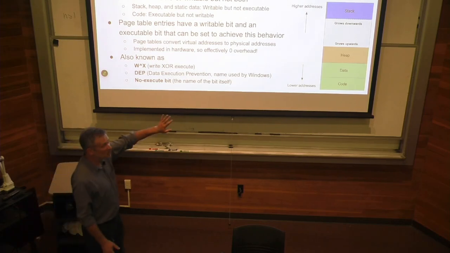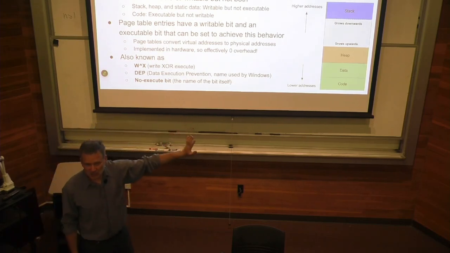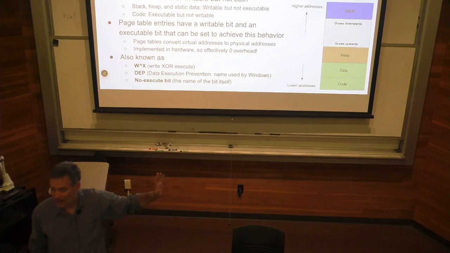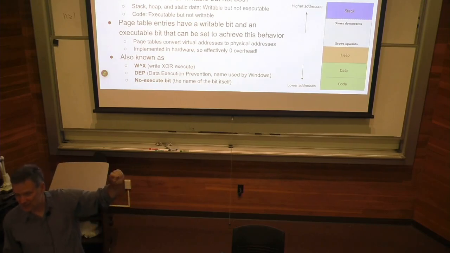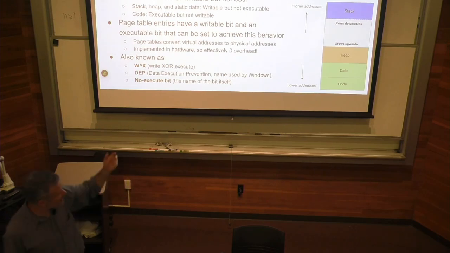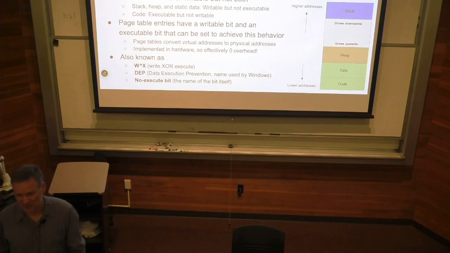One of the reasons why it wasn't initially done was that early processors didn't have a way to mark a page as can execute or can't execute. Every page could be executed. And then processors started to support this.